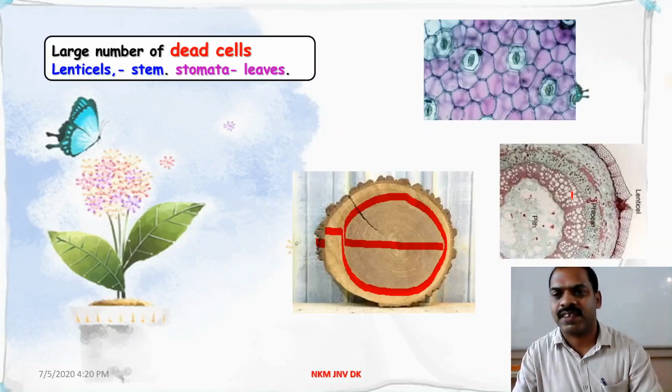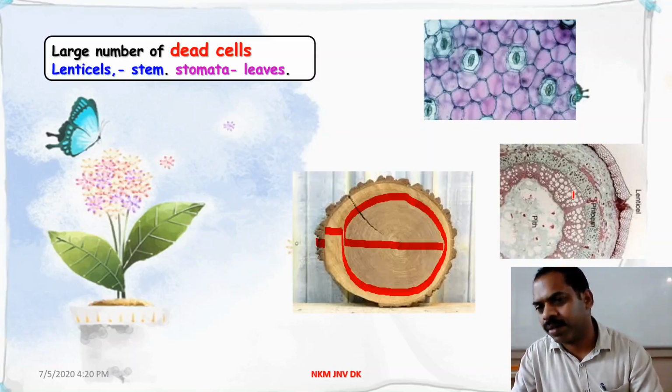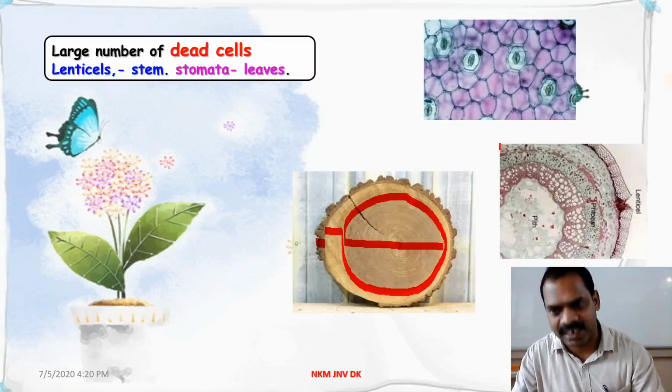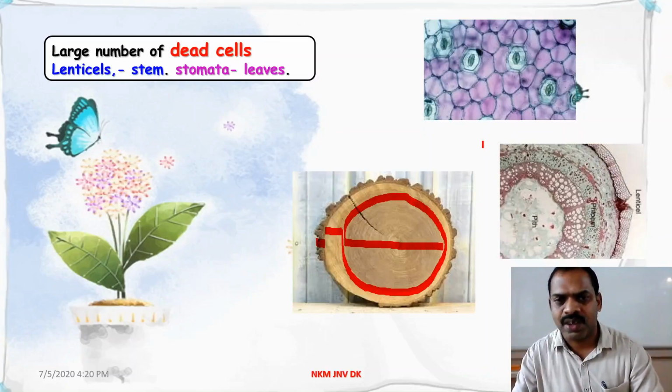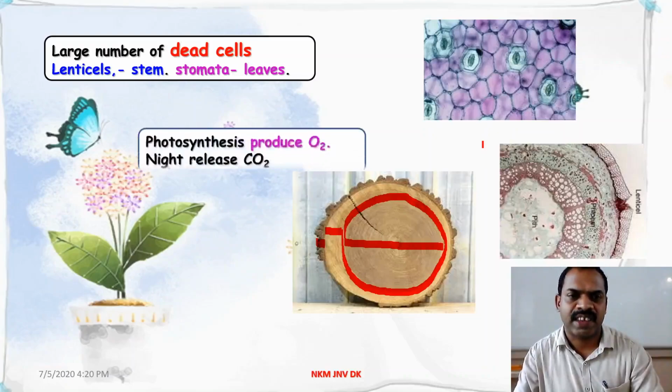Tracheids, vessels, and xylem parenchyma; xylem parenchyma is the only living tissue. The remaining three, the xylem fibers, are also dead. In phloem also, the phloem fibers are dead. Sclerenchyma is dead. The bark of the plant is dead. Only a few types of living cells are there.